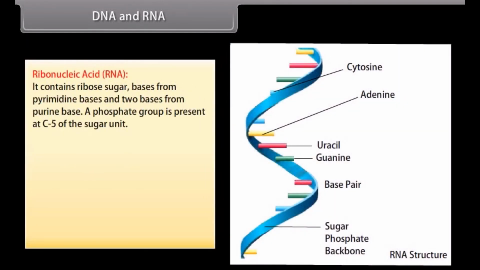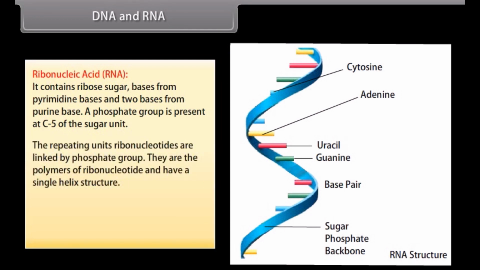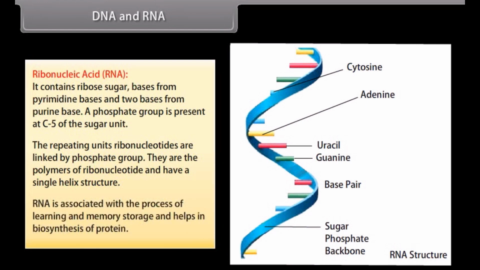Ribonucleic acid. It contains ribose sugar, bases from pyrimidine bases, and 2 bases from purine base. A phosphate group is present at C5 of the sugar unit. The repeating units of ribonucleotides are linked by phosphate group. They are the polymers of ribonucleotide and have a single helix structure. RNA is associated with the process of learning and memory storage and helps in biosynthesis of protein.